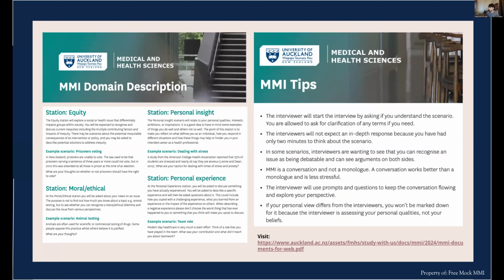There's this main document about the MMI that the university publishes, and it's really important to have a read of this, because this is the only official guidance from the university on the MMI. It's publicly available. Please make sure that you check it out at least once.